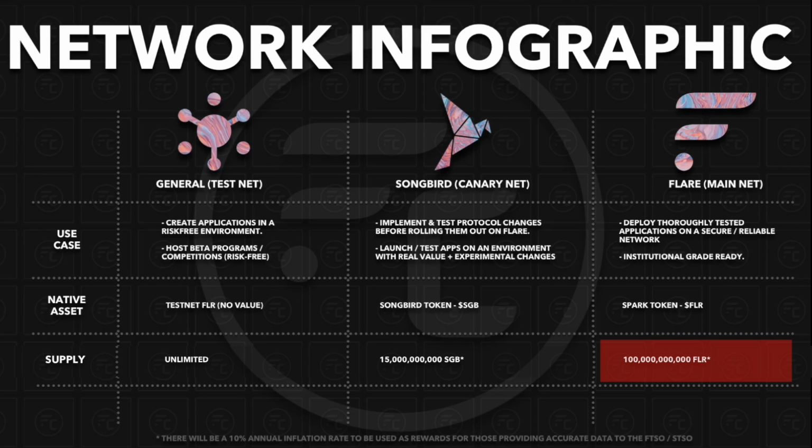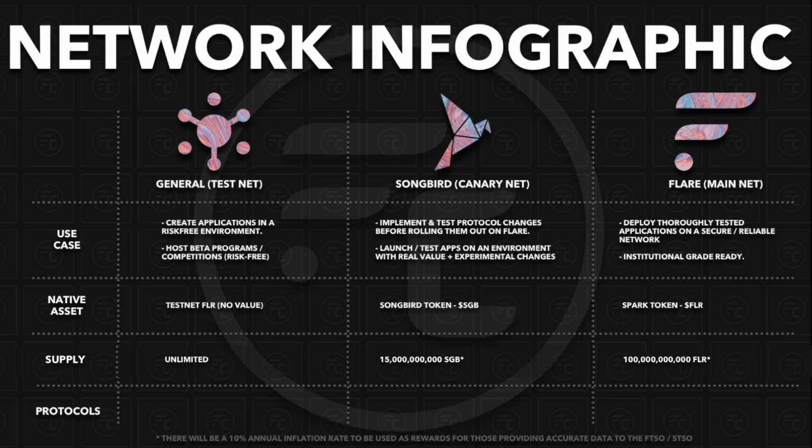Now, as you can see on the Songbird network and the Flare network, the supply has a little asterisk next to it. If you look towards the bottom here, you will see that there will be a 10% annual inflation rate to be used as rewards for those providing accurate data to the FTSO or the STSO. The FTSO is called the Flare Time Series Oracle and is the oracle built on Flare. In contrast, the STSO is called the Songbird Time Series Oracle and is the oracle for the Songbird network.